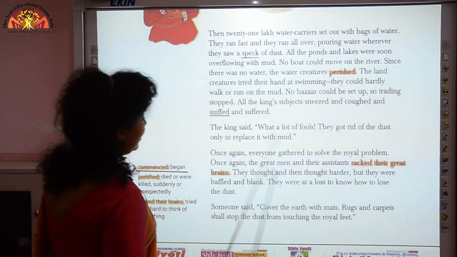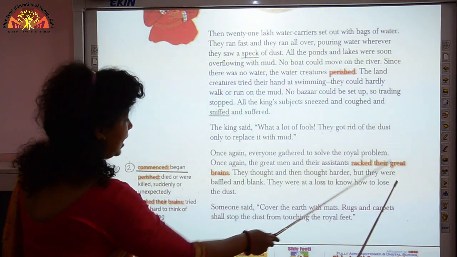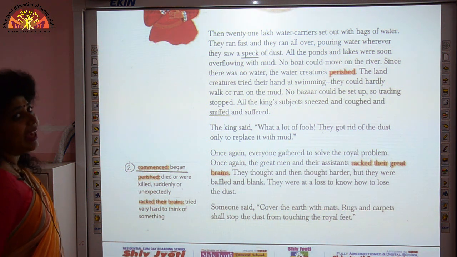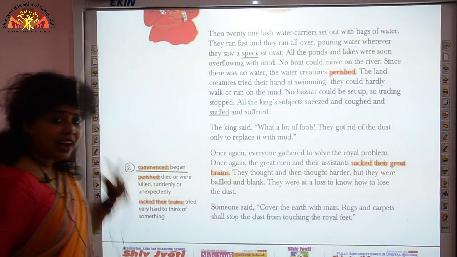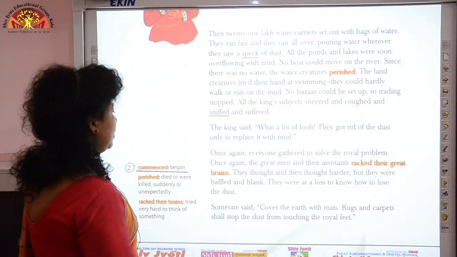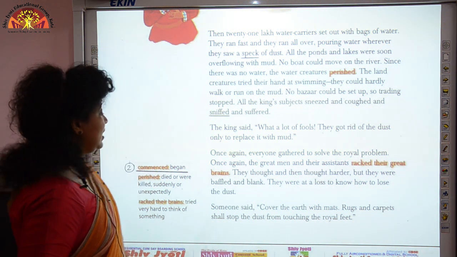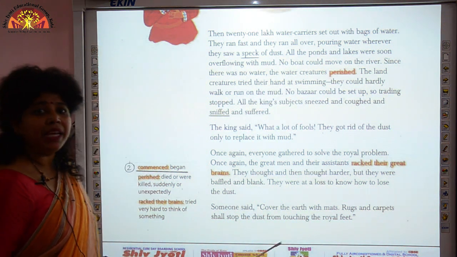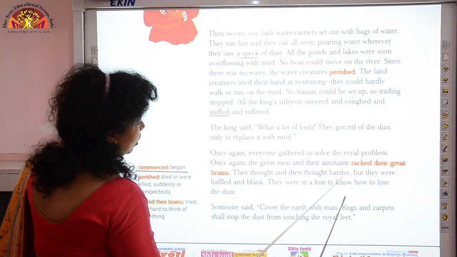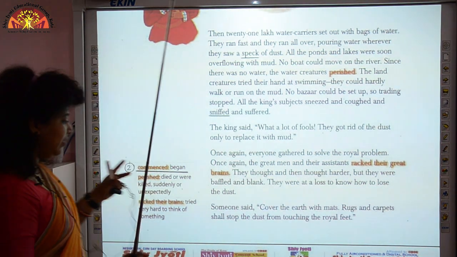Once again, the great men and their assistants racked their great brains. Racked their great brains means tried very hard to think of something. So again they thought hard, again they racked their brains to find a solution. They thought and then thought harder, but they were baffled and blank. No matter how much they thought, they were still baffled, still perplexed, still puzzled, and still blank. They were at a loss to know how to lose the dust. They had no idea how to get rid of the dust.